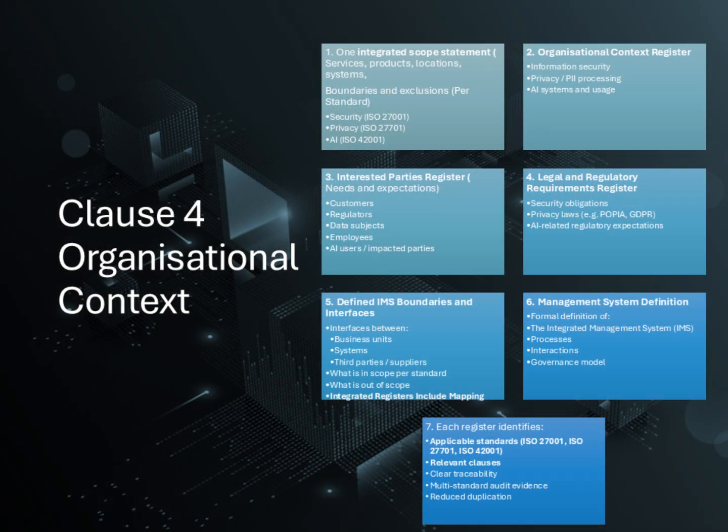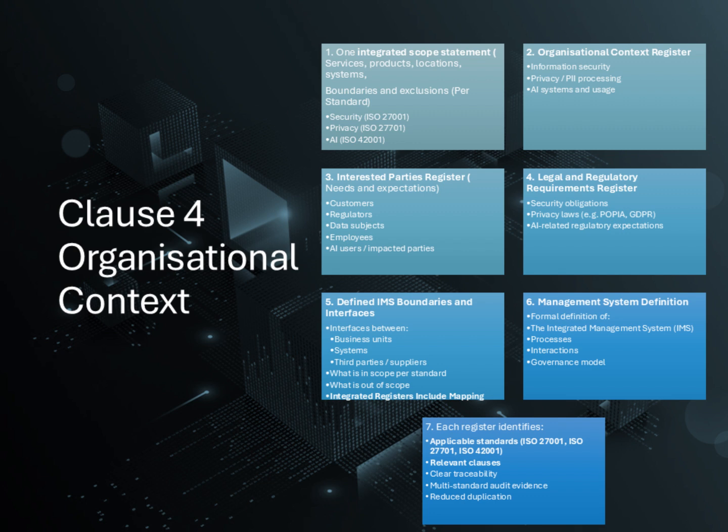In practice, these are not separate outputs for each standard. They are a single, integrated set of artifacts. We start with one integrated scope statement, covering services, products, locations, and systems, with clear boundaries and exclusions across security, privacy, and AI. Next is the Organizational Context Register, capturing internal and external issues related to information security, personal data processing, and AI systems. We then define a consolidated interested parties register, including customers, regulators, data subjects, employees, and AI users, along with their needs and expectations.